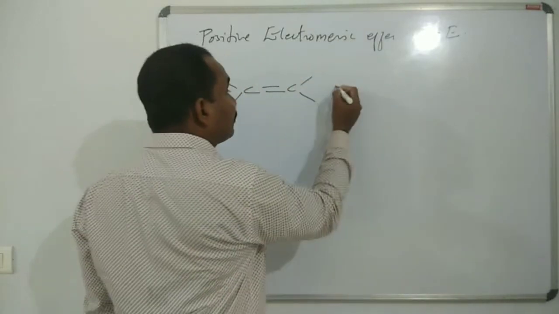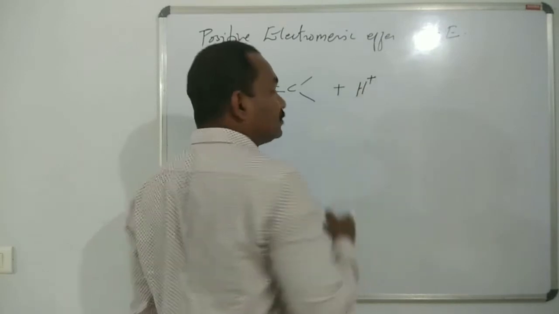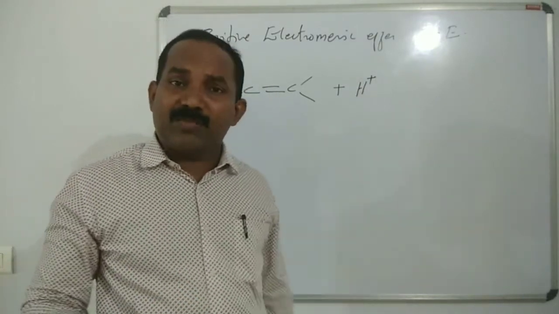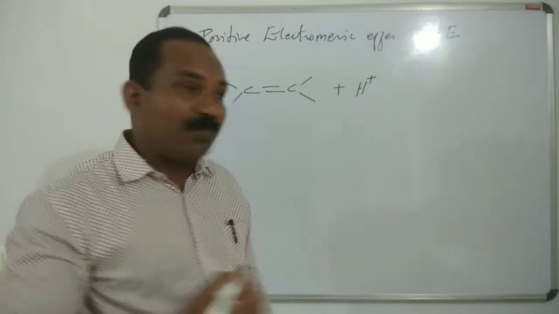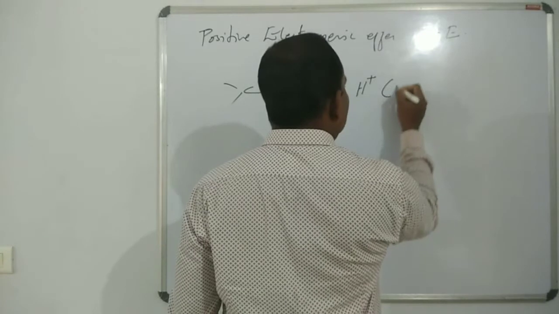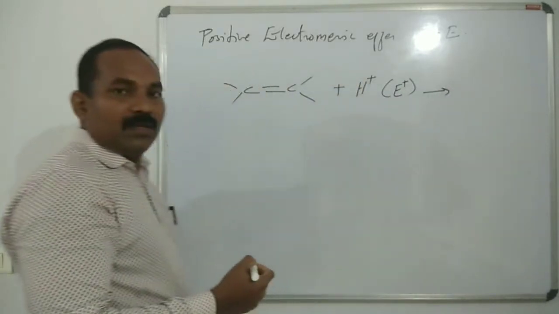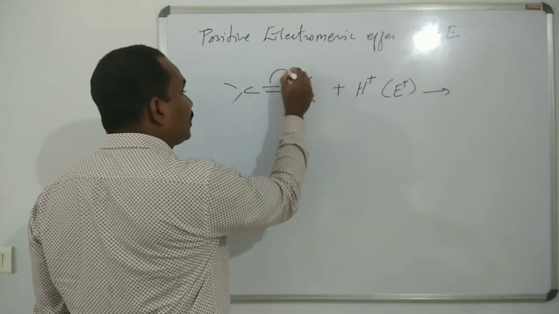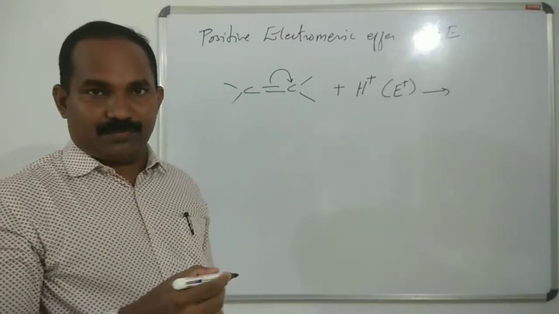Only in the presence of an attacking reagent. Now I take H plus, or you can take Cl plus, NO2 plus, or simply you can take E plus. Okay, electrophiles, E plus. And the electromeric effect is represented by a curved arrow.